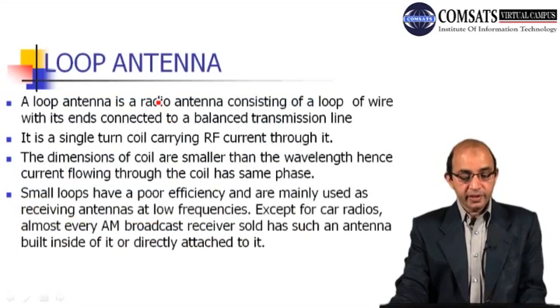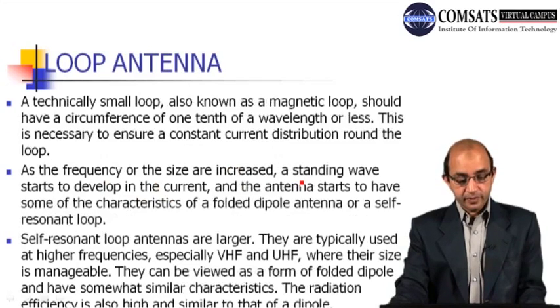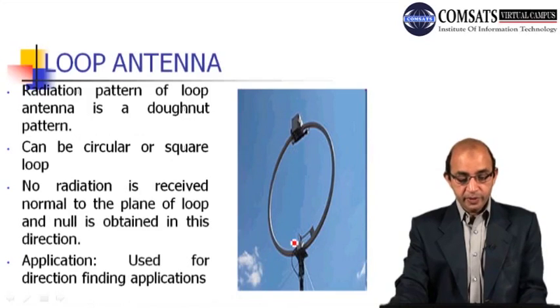So then we have the loop antenna. It is a radio antenna consisting of a loop of wire with its ends connected to a balanced transmission line. A single turn of coil carrying RF current through it. The dimensions of the coil are smaller than the wavelength, hence the current flowing through the coil has the same phase. Loop antenna, right? So here we have the loop antenna.